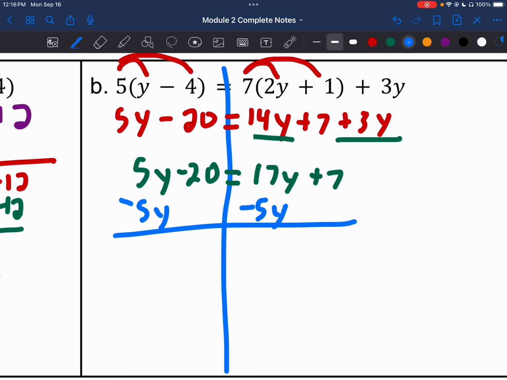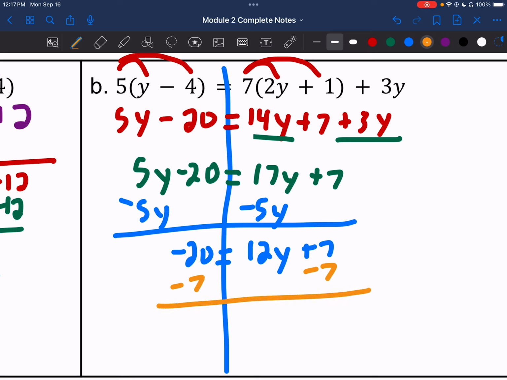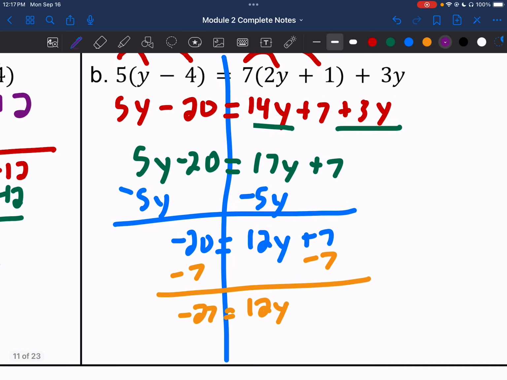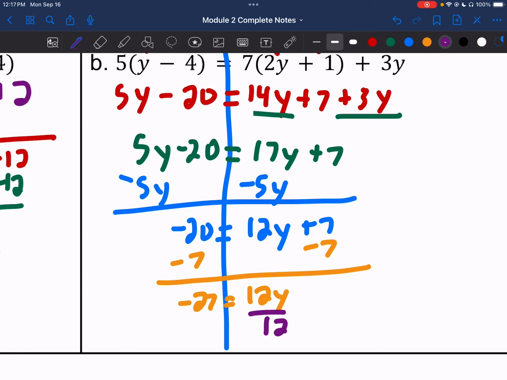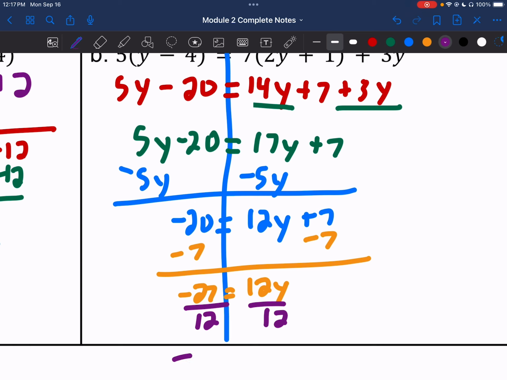And that gives me negative 20 is equal to 12y plus 7. Subtract 7 from both sides. Negative 27 equals 12y. And my final step, divide by 12. And I get negative 2.25 is equal to y. That could also be written as negative 9 over 4.